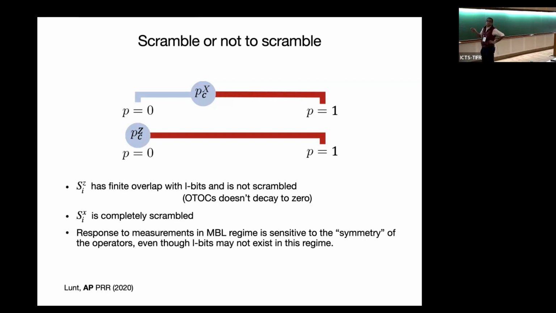The MBL phase, or MBL regime, if you'd like to call that, behaves very differently for operators which have overlaps with the approximate L-bit operators, or if they're orthogonal to that. So it's the symmetry of, I call it symmetry because the tau z's may be approximate.